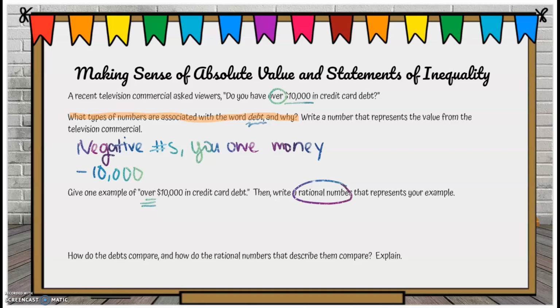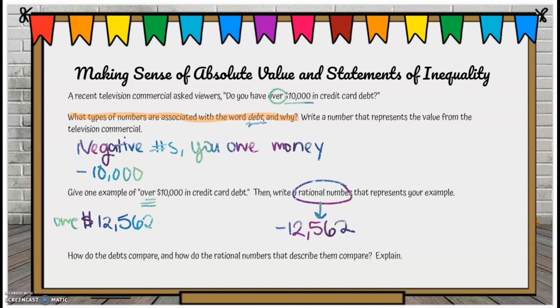So give one example of over $10,000 in credit card debt, then write a rational number that represents your example. So if you owe over $10,000 in credit card debt, you could owe, let's say, $12,562. The rational number that represents my example is negative $12,562. If you notice, instead of writing the word owe, I have the negative sign, and instead of having the dollar sign, I just have the number.